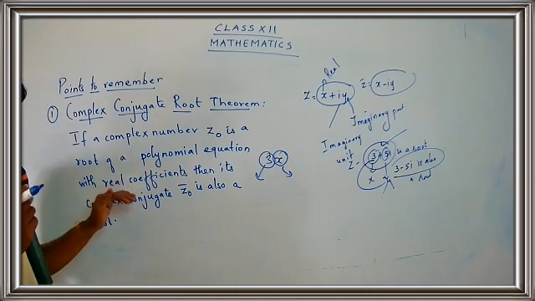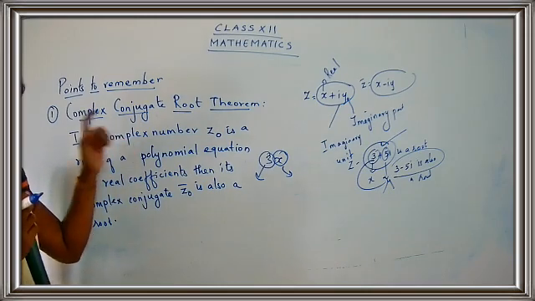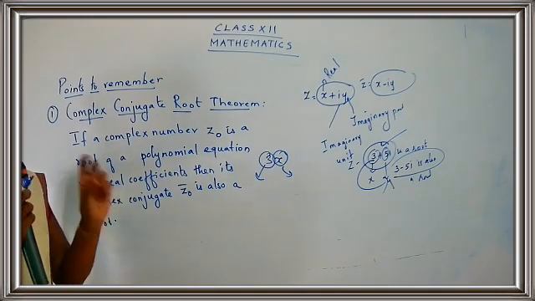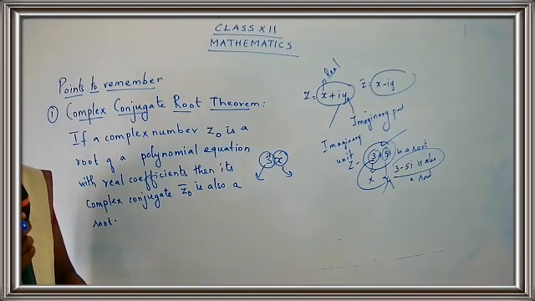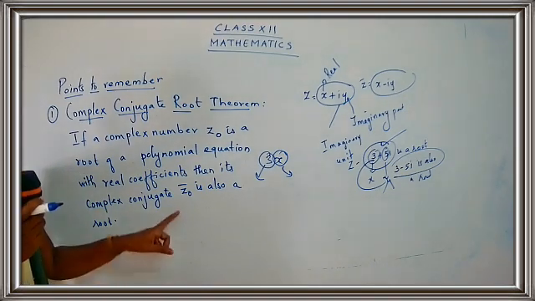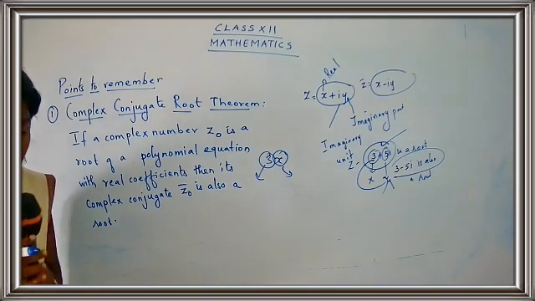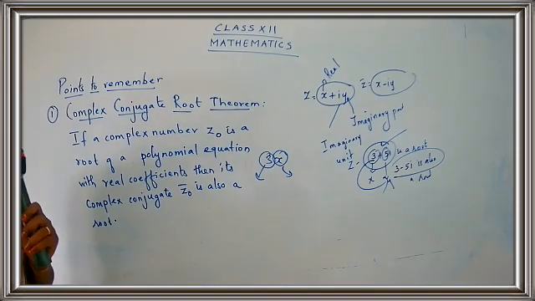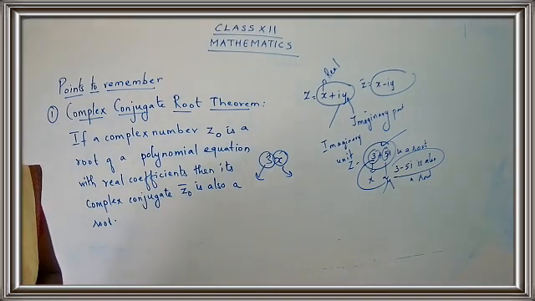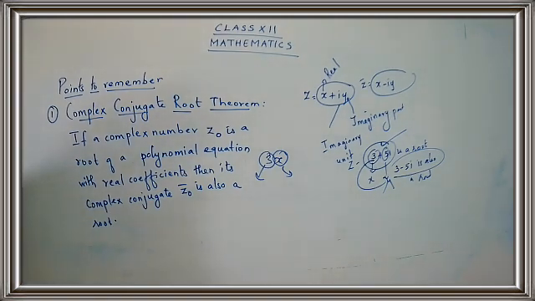If this is a condition, and you have one more statement, that if a complex number is a root, then you can say the complex conjugate, that is z naught bar, is also a root of the given particular equation. Okay, now let's come to the second point. You have to come to page 109.